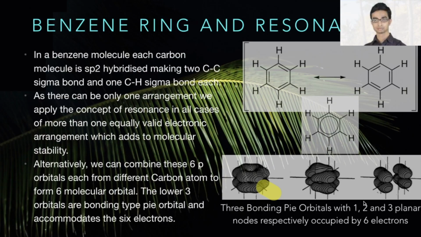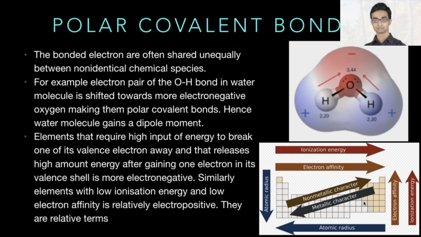The bonded electrons are often shared unequally between non-identical chemical species. For example, the electron pair of the OH bond in a water molecule is shifted towards the more electronegative oxygen, making them polar covalent bonds. Hence, the water molecule gains a dipole moment. Elements that require a high input of energy to break one of their valence electrons away and release a high amount of energy after gaining one electron in their valence shell are more electronegative.